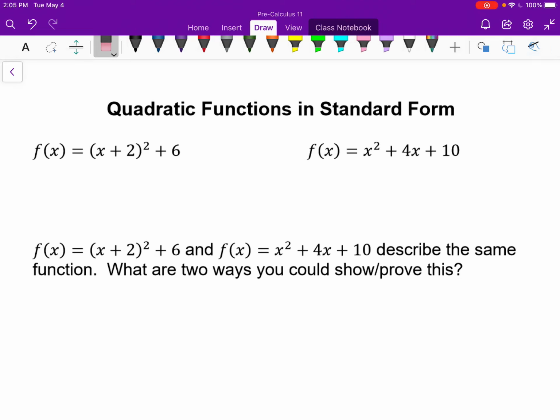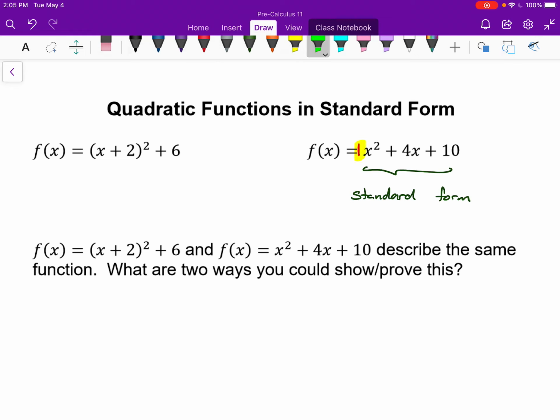All right, so for this lesson, we're looking at dealing with quadratic functions in standard form. Standard form of a quadratic function is when it's written something like this. We see on the right side here, this is in standard form. When a quadratic function is written in standard form, we write the x squared first, and if there's a coefficient in front of it, in this case there's a 1, we quite often call that the a coefficient.